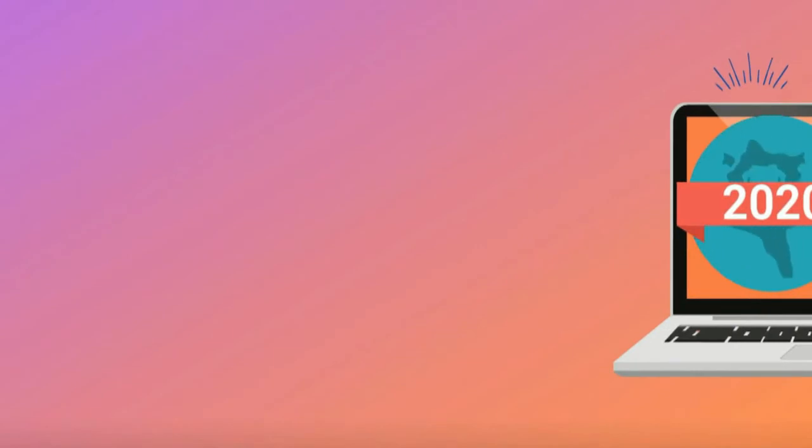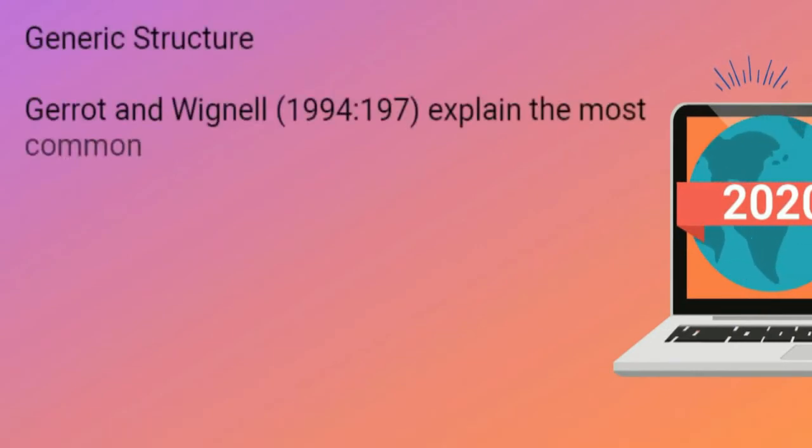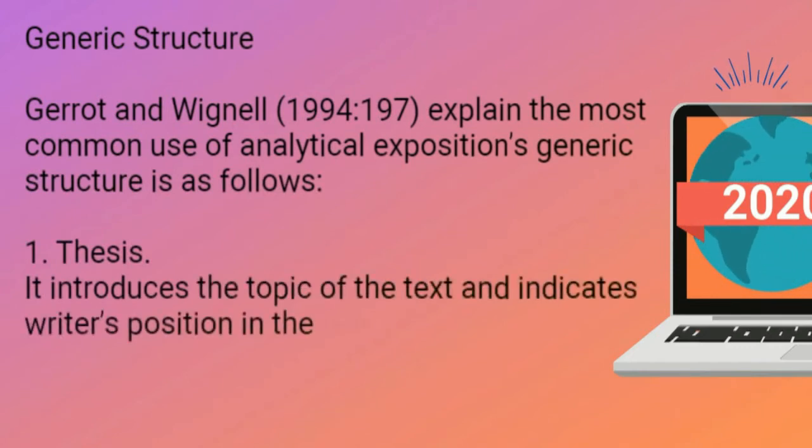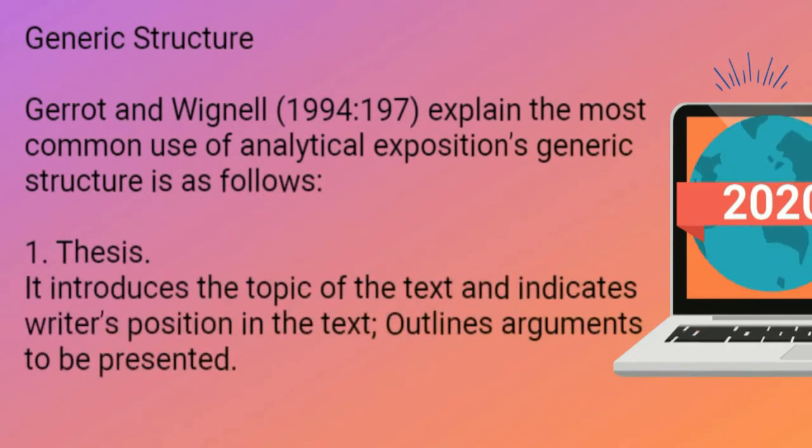Generic structure. Garrett and Widnall, 1994:197, explained the most common use of analytical exposition's generic structure is as follows. 1. Thesis. It introduces the topic of the text and indicates the writer's position in the text, outlines arguments to be presented.